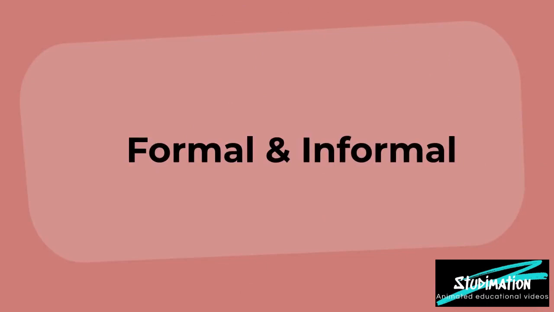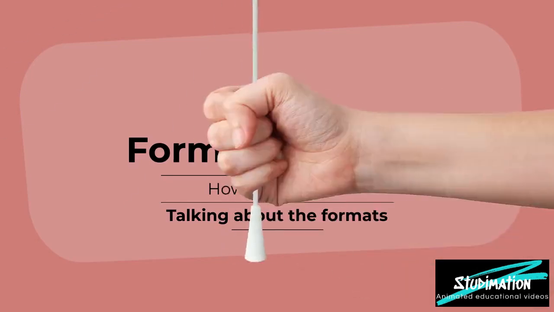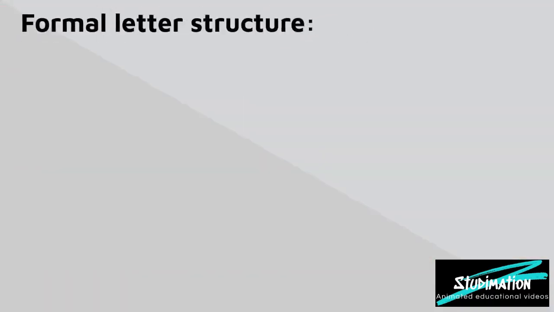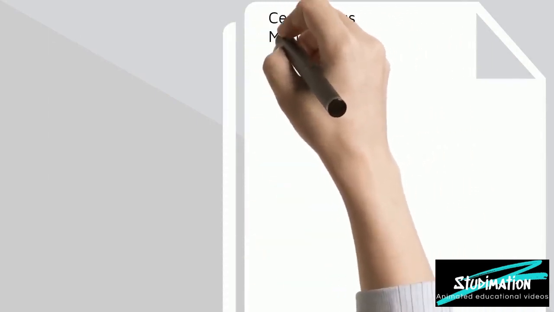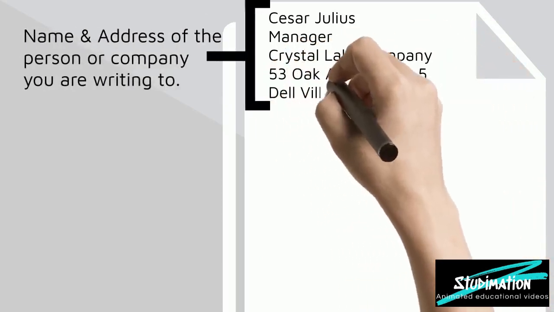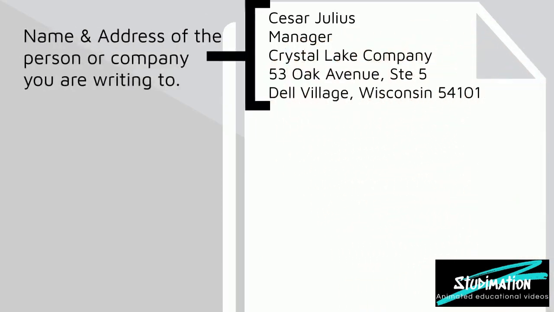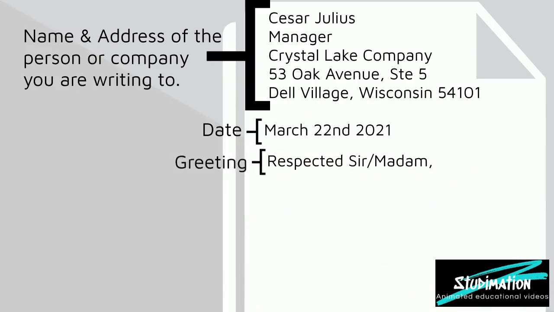Formal and informal. How is it written? Talking about the formats. Formal letter structure. In formal letters, write the name and/or address of the person or company you're writing to. Then, place the date in alignment. Start off your letter with an expression of formal address, such as respected sir or madam.